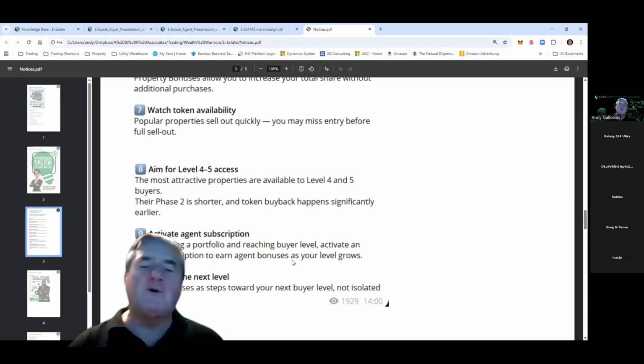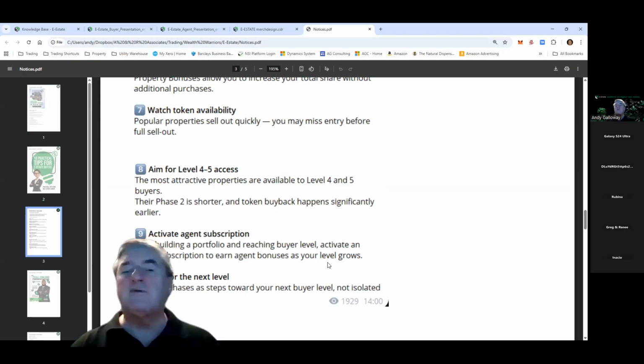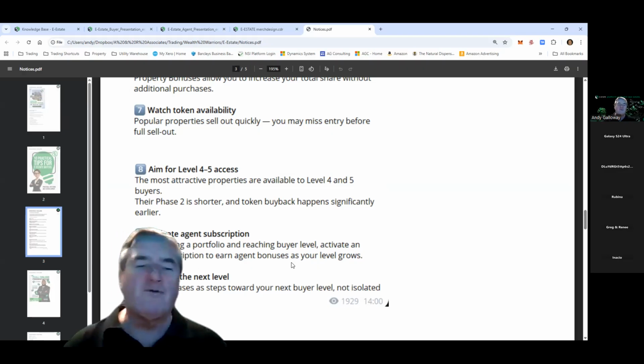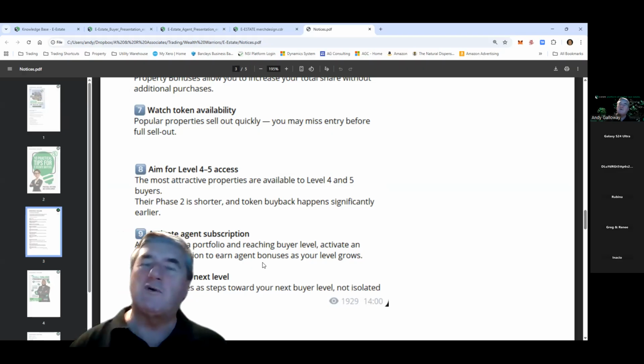After building a portfolio, reaching buyer level, activate an agent subscription to earn agent bonuses. And I suggest actually you do that before you build your portfolio so that you receive your commissions as an agent from you as a buyer.